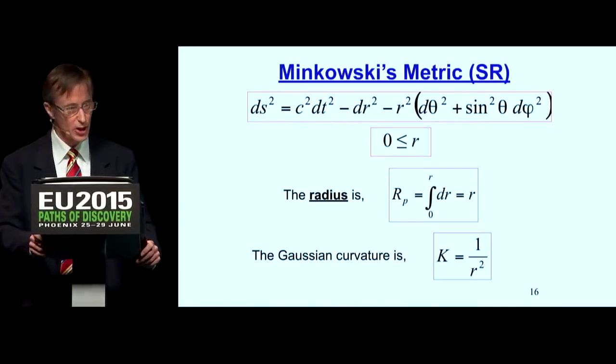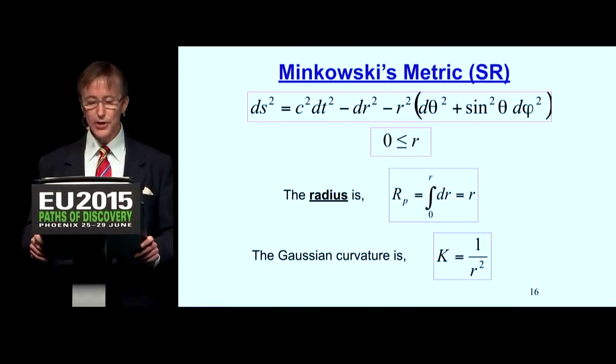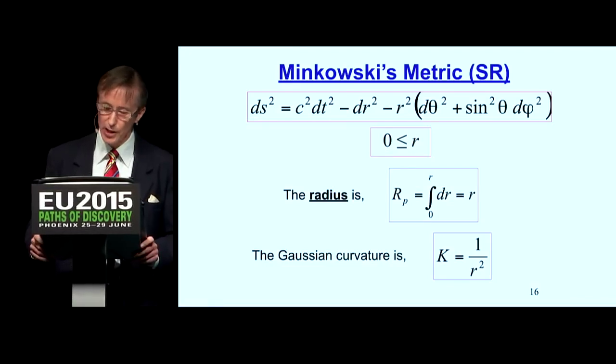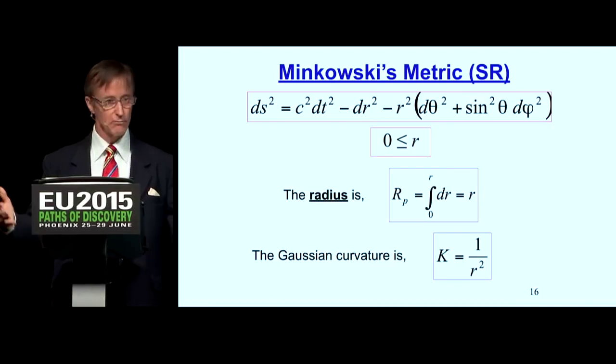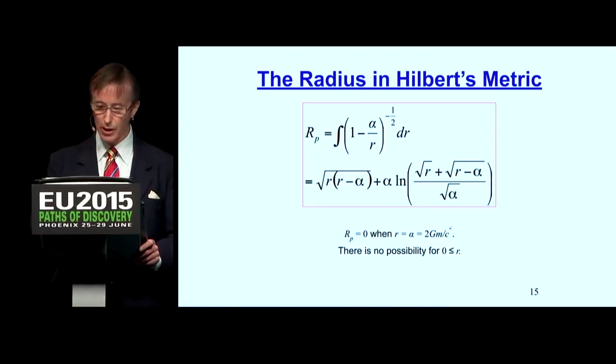We look at Minkowski's metric. This is the metric for special relativity, flat space-time. It goes down to r equals 0. We calculate the radius, and we get Rp equals r. They're identical. We go back to the other one. Does Rp equal r there? No, because it's a non-Euclidean geometry. So I calculate the radius, it's a different thing.